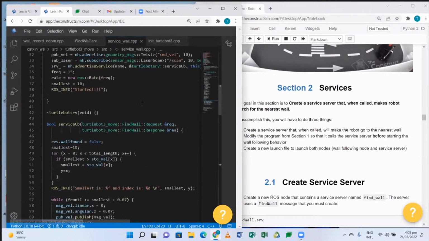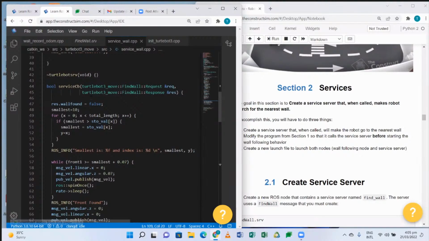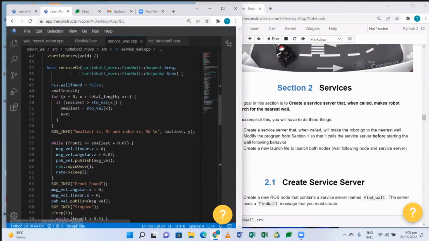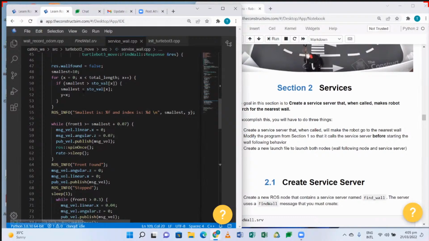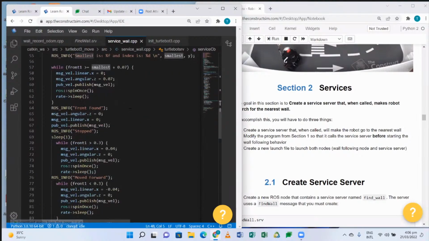Here is the service wall node. Once the service has been called, the service callback function would be triggered. First I have made the response false, and I have kept the value of the smallest array. Smallest is the variable which will keep comparing to the values of the lidar arrays. So the smallest achieved value would be displayed over here, and its index would be displayed in ROS_INFO.